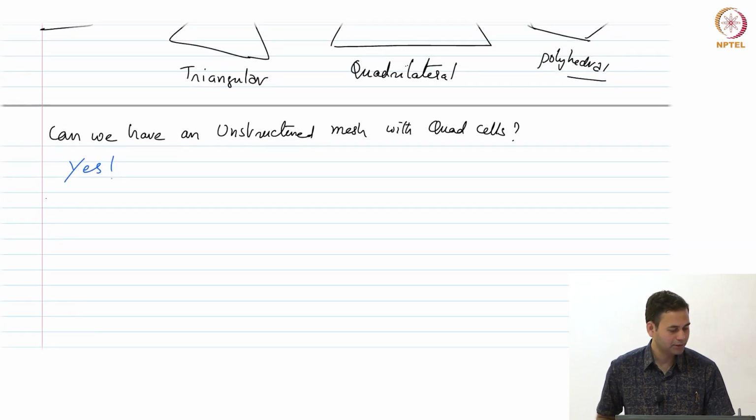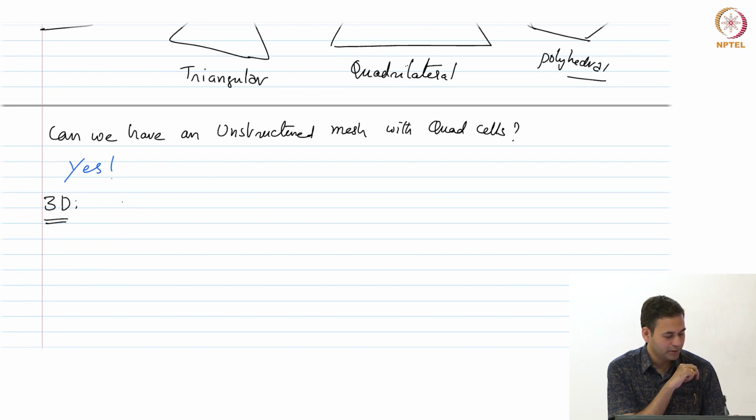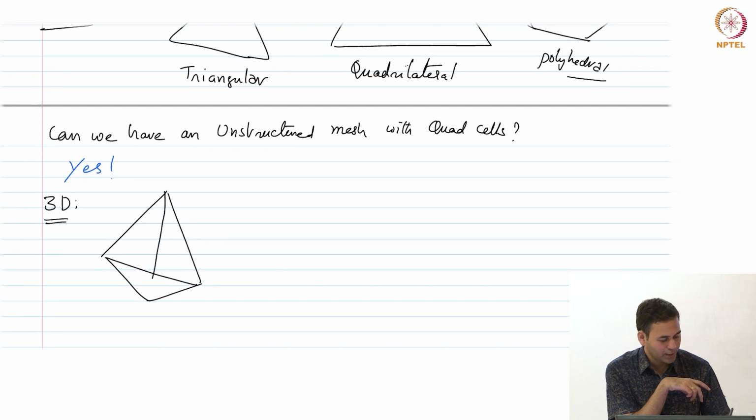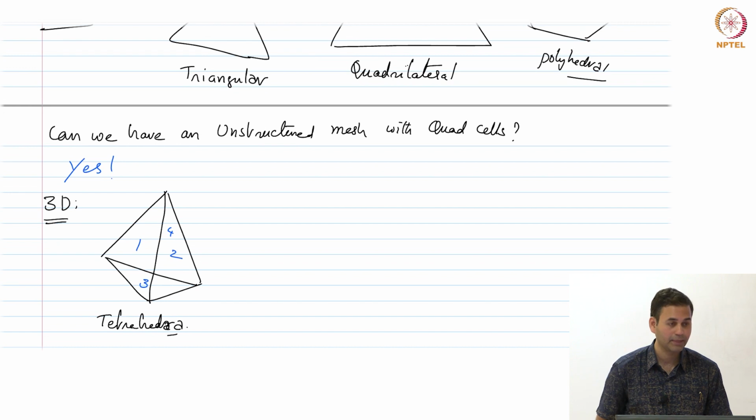Fine. What about 3 dimensions? What are the cell shapes that we can get? Tetrahedra, okay. So, we can have tetrahedra. That tetrahedra is made up of what? 4 triangles, essentially 4 triangles. So, this is 1, 2, 3 and then the back face is 4, okay. There are 4 triangles in here. So, this is a tetrahedra, okay.